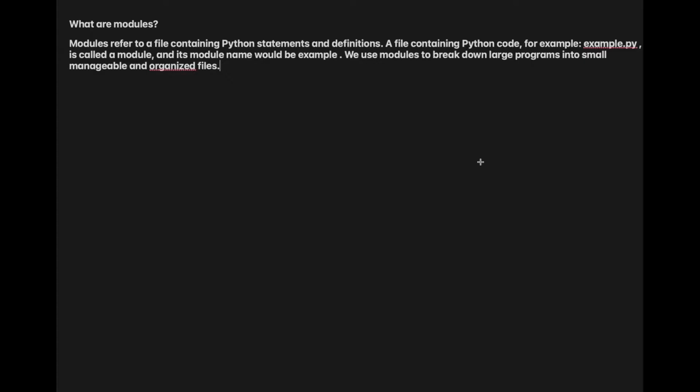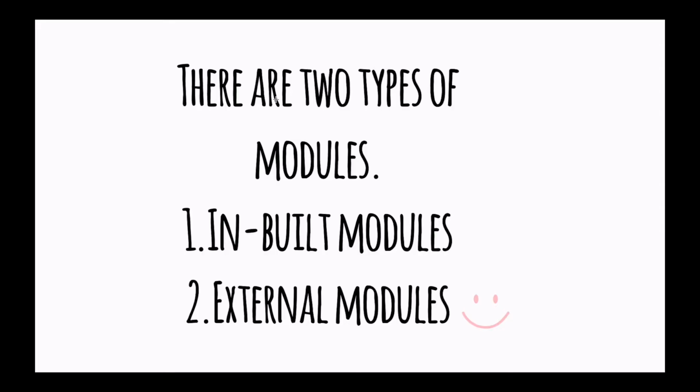Modules are nothing but a set of code. We can include them in our program in order to make our program short, or more readable, or much easier. Instead of writing lines and lines of code, we can simply import a module. Basically there are two types of modules. First, inbuilt modules. Second type is external modules.